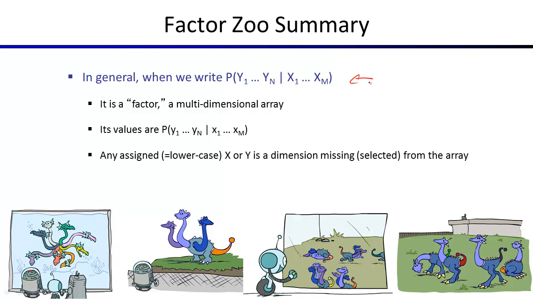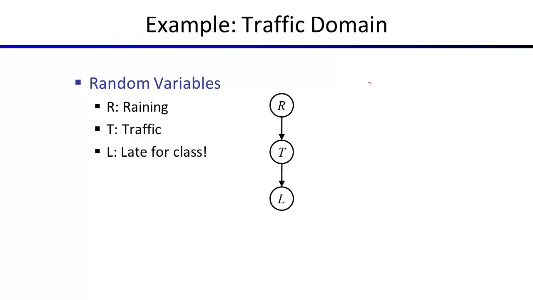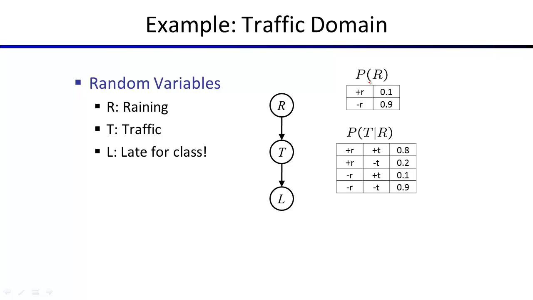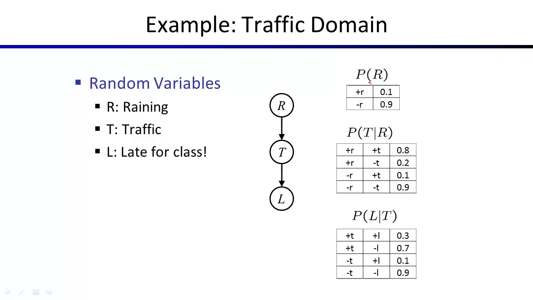Let's now see how we can use this. So let's look again at inference by enumeration in the traffic domain, a smaller example so we can fit everything on the slide. Okay? In this case, rain could cause traffic, and traffic could cause being late for class. We have a table for rain, a table for traffic given rain, and a table for being late given traffic. Now we have a query. The query is, what is the probability of being late?